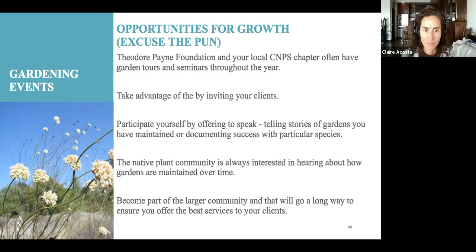Even the Theodore Payne Foundation has the annual garden tour, and many of those gardens are the same ones from last year, because people are still interested in how they're maintained over time, not just, oh, we saw it once. So the Native Plant Community is always interested in maintaining gardens and how people are doing it. Becoming part of that community is, I think, important and helpful, and goes a long way to educating yourself further and meeting more people in the community.